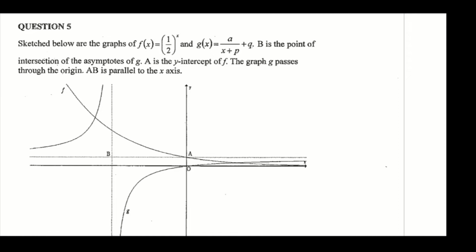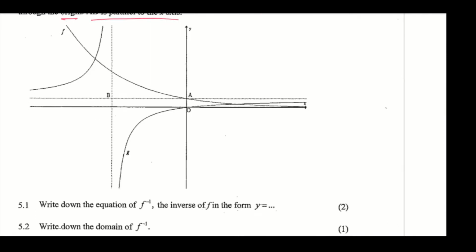Doing question 5, we are given a sketch with f of x equals (1/2)^x, and g of x is written in this form. We are told that B is a point on the intersection of the asymptotes of g, and A is the y-intercept of f. The graph passes through the origin. AB is parallel to the x-axis. So this is your graph, as you can see.